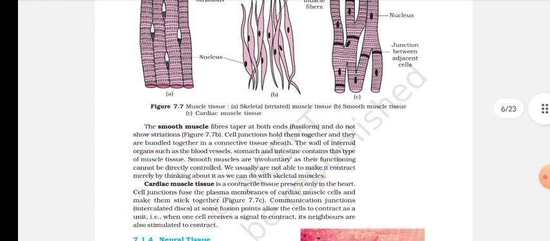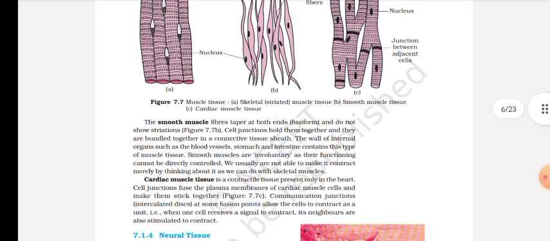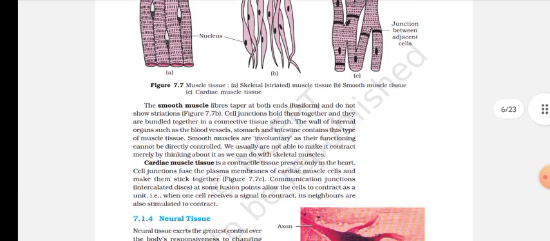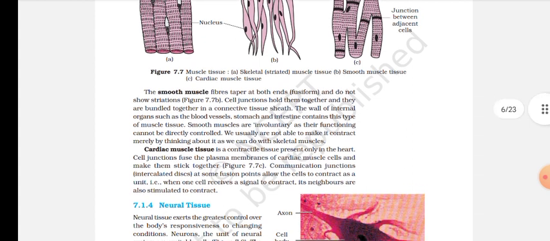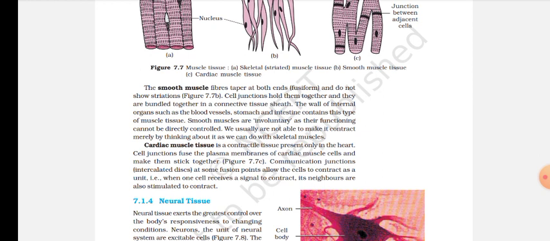The smooth muscle fibers taper at both ends, fusiform, and do not show striations. Cell junctions hold them together and they are bundled together in a connective tissue sheath. The wall of internal organs such as the blood vessels, stomach, and intestine contains this type of muscle tissue. Smooth muscles are involuntary as their function cannot be directly controlled. We usually are not able to make them contract merely by thinking about it as we can do with skeletal muscles. Cardiac muscle tissue is a contractile tissue present only in the heart.